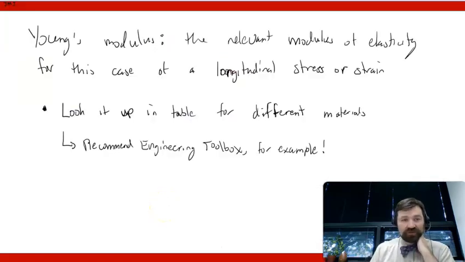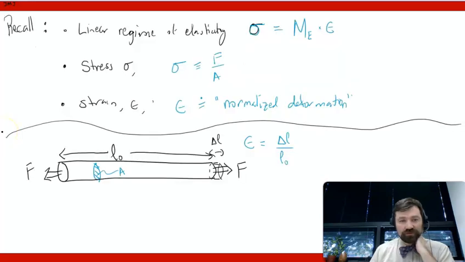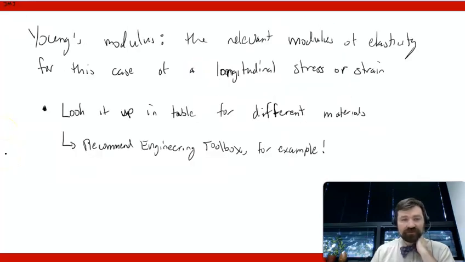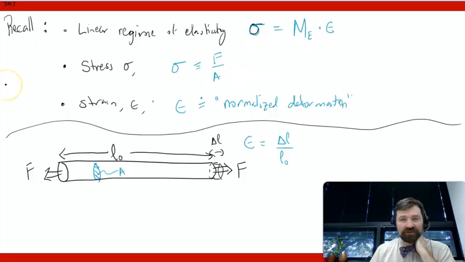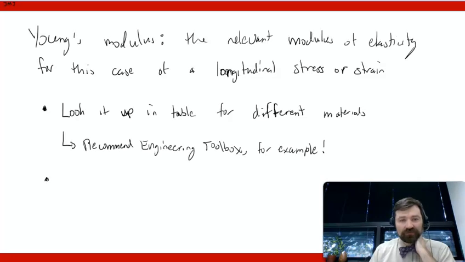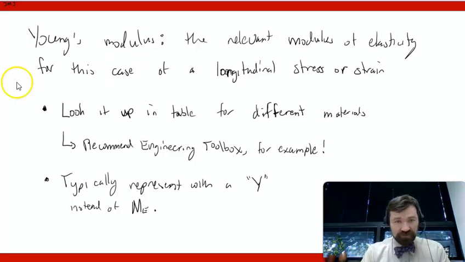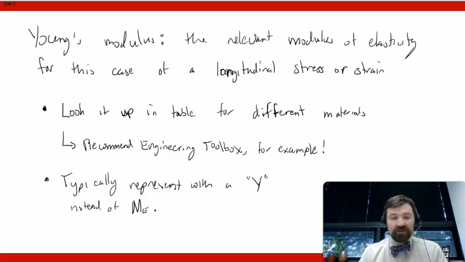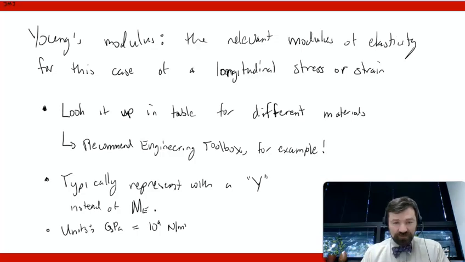Usually when we're doing this longitudinal stress and strain, we replace the M modulus of elasticity with a Y for Young's modulus. So typically we represent it with Y. As I said, we typically represent Young's modulus of elasticity with a Y instead of an M sub E. The units for that, gigapascals, mean times 10 to the 9 newtons per meter squared.